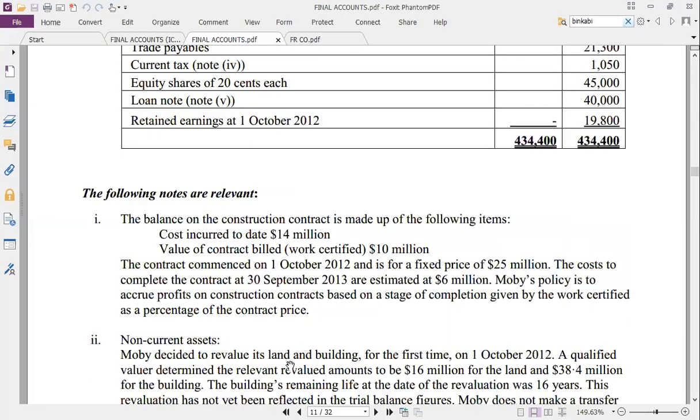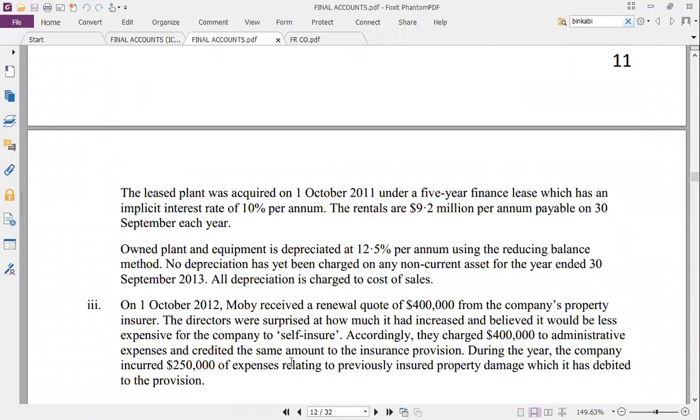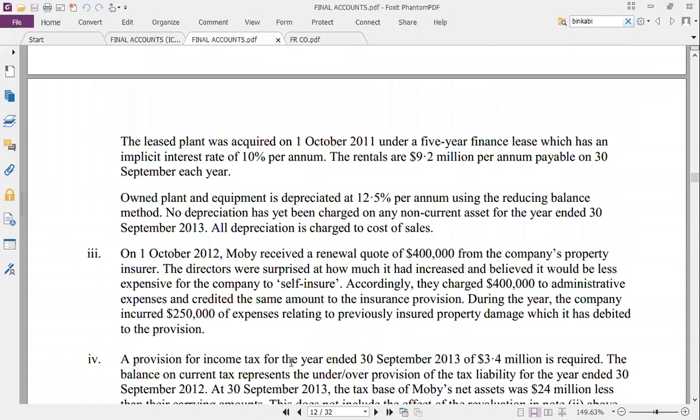Can we take notes? So I'm down the list. Find the non-current liability portion and current liability in that. Okay. Now the next note says that all plant and equipment is depreciated at 12.5% using the reducing balance method. No depreciation has yet been charged on any non-current assets for the year ended 30 September. All depreciation is charged to cost of sales. So don't forget to charge the depreciation to cost of sales. Now depreciation of this asset is 34,877 divided by 5 years. That's all for the lease. Let's go to note 3.